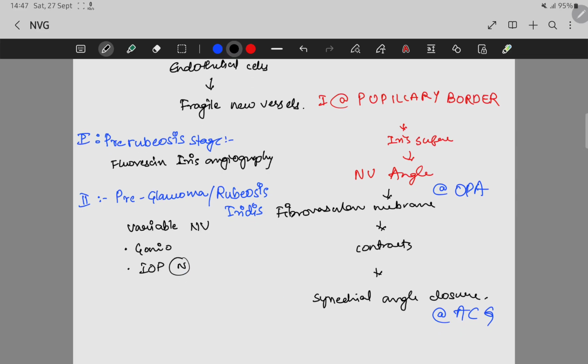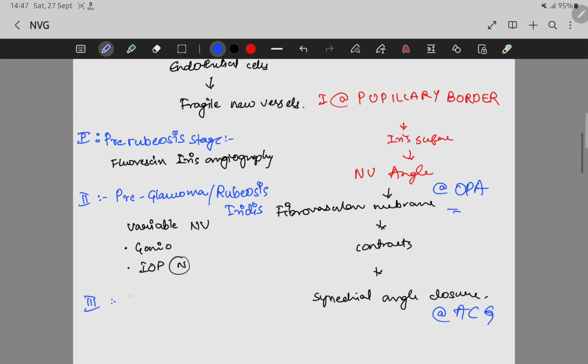Then we have the open angle glaucoma stage. As we discussed, in this stage the IOP begins to rise and stays elevated. It may rise suddenly or slowly depending upon the type. There can also be hyphema in these cases because these vessels are very fragile.